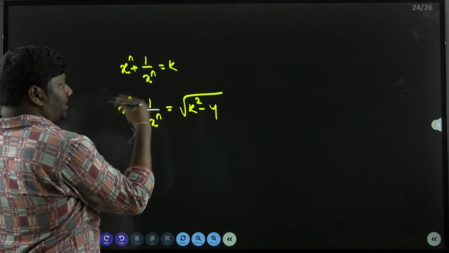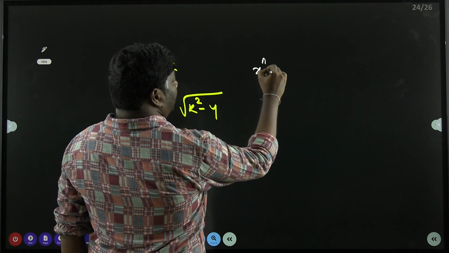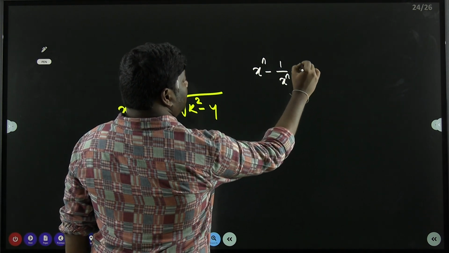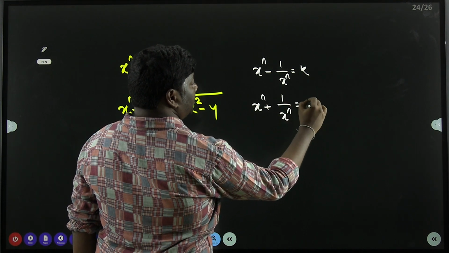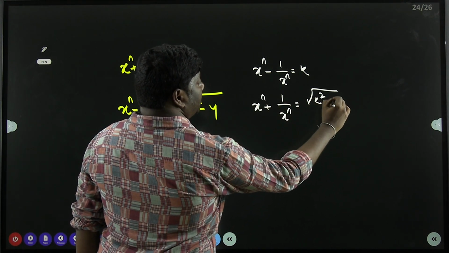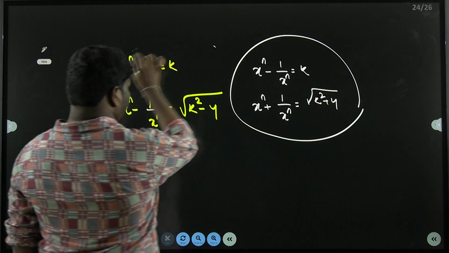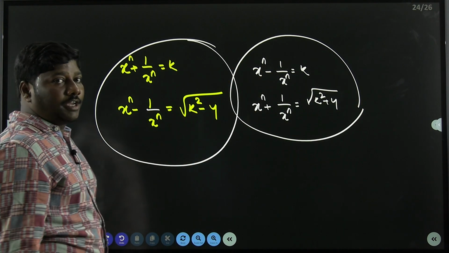Or else they may give you the reverse also. x to the power of n minus 1 by x to the power of n is equal to k. Then what is x to the power of n plus 1 by x to the power of n, which is equal to root of k square plus 4. That n can be anything. Here n can be 2, n can be 3, n can be 4.